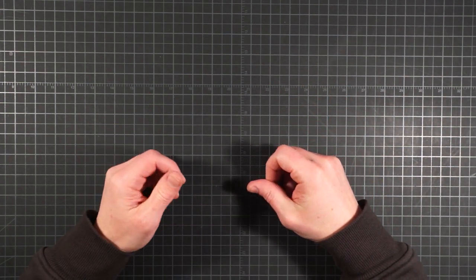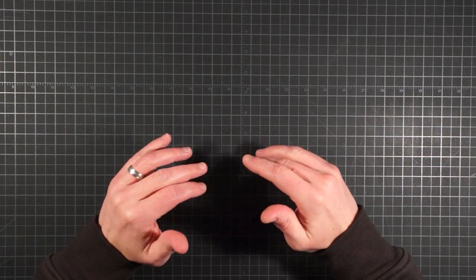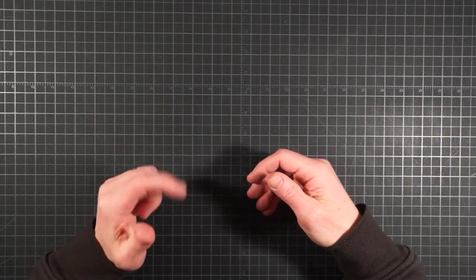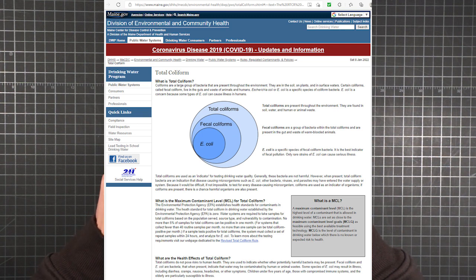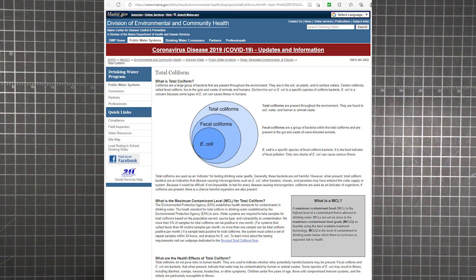For bacteria, most of the concepts will be the same as they were with the discussion on protozoa, but there are a few different ones. The first thing to appreciate is the difference between total coliforms and actual disease-causing pathogens. Total coliforms are a large group of bacteria that exist throughout the environment. And they're in the soil, they're on plants, and they're present in surface waters. And generally, they're not harmful to humans. But there are subsets of coliforms that can be.